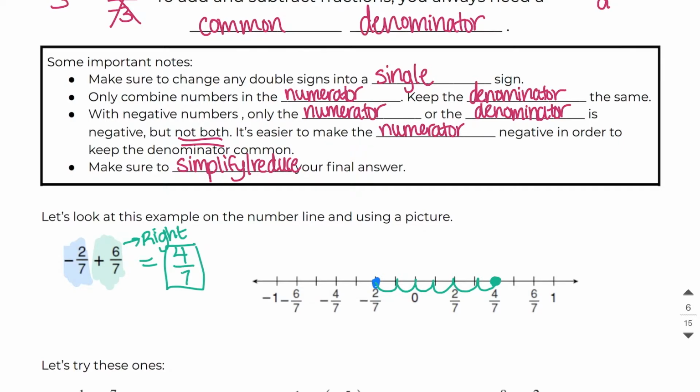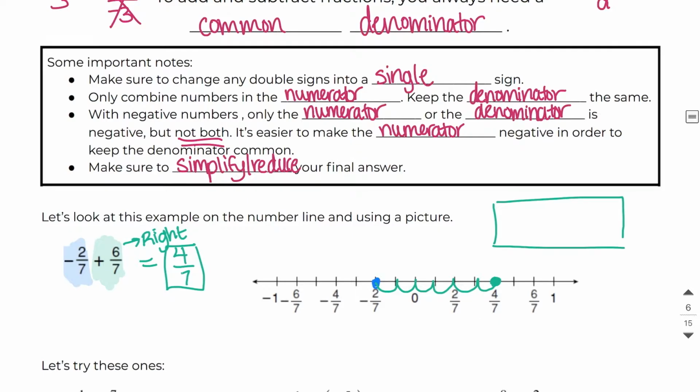Now, you also have an option of drawing a picture of this. So let's start with the 6/7 first. I'm going to take a whole piece of something and break it up into sevenths. So if you notice here, I have 7 pieces right here, but I only am going to use 6 of those 7 pieces to start off with because this is 6/7. So 1, 2, 3, 4, 5, 6. So this is what I have.